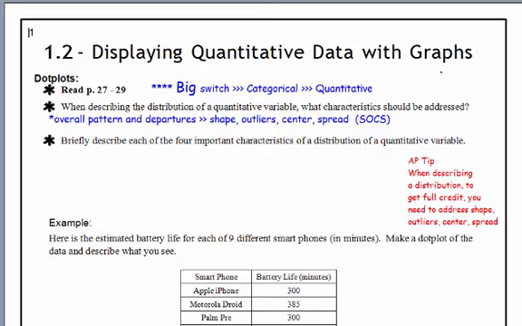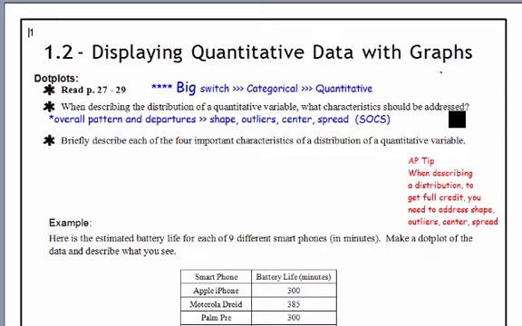Okay, so AP tip here: when you're describing the distribution, to get full credit on the AP exam, you need to address the shape, outliers, center, and spread, the SOCS. Make sure you hit all of those. So briefly describe each of the 4 important characteristics of a distribution of quantitative variables.